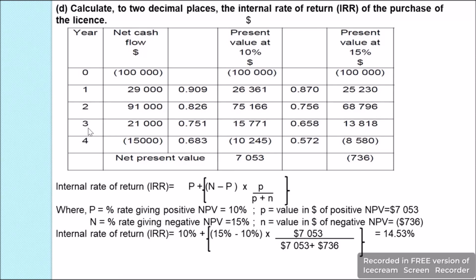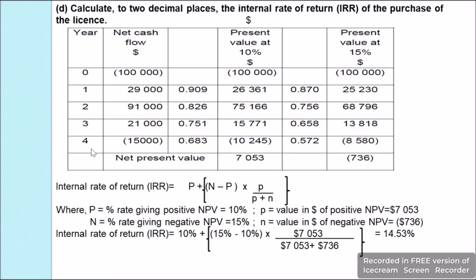In year 3, we have calculated the net cash flow as $21,000, and the 10% discount factor which was given for year 3 was 0.751. So when we multiply 21,000 times 0.751, we get the present value at 10% as $15,771. And for 15%, the discount factor for year 3 which was given was 0.658. And when we multiply 21,000 times 0.658, we get the present value at 15% as $13,818.